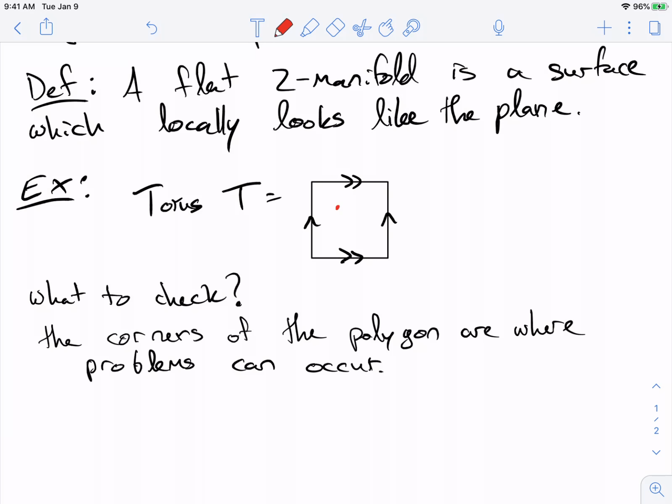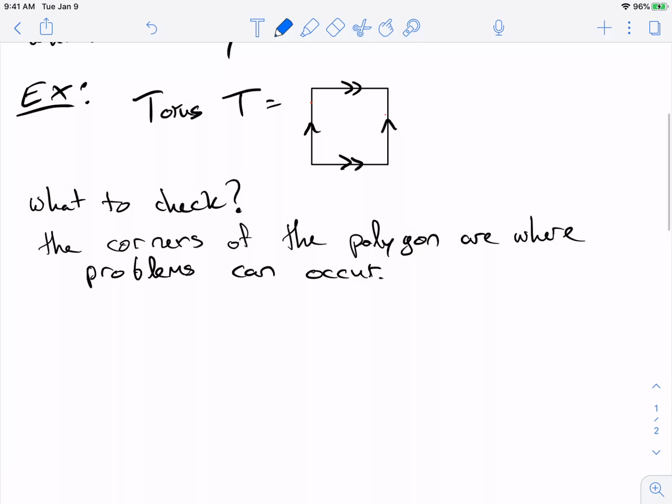So, if I'm a bug and I'm standing in the middle of this square, then obviously a little region around here looks like a region of the plane because I'm in the middle of a square and the square was cut out of the plane. Similarly, if I'm on the edge here, it's also kind of obvious because I'm gluing one edge to some other edge that after I do that gluing, that region just looks like a little region of the plane. So those points are fine. If I take a polygon and glue the edges together in some way, then the center of that polygon and the edges of the polygon are always going to look like the plane locally. What I need to worry about are the corners.